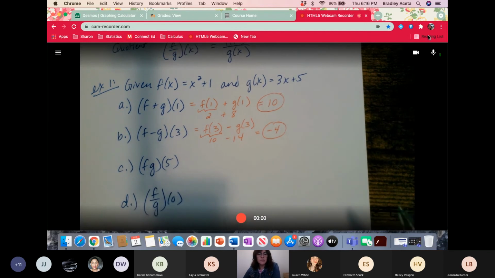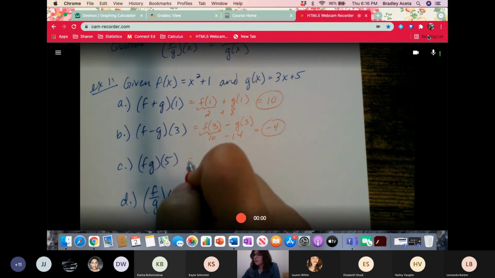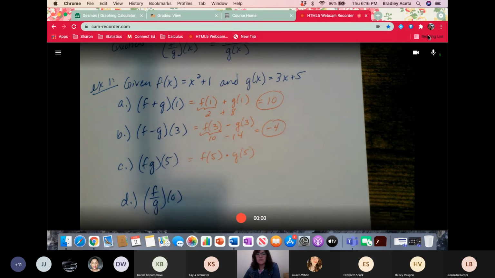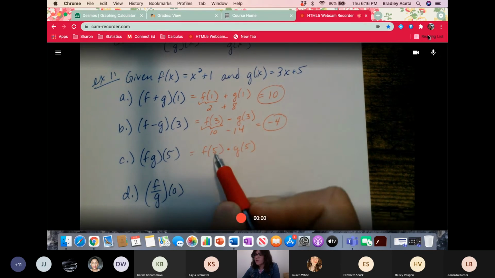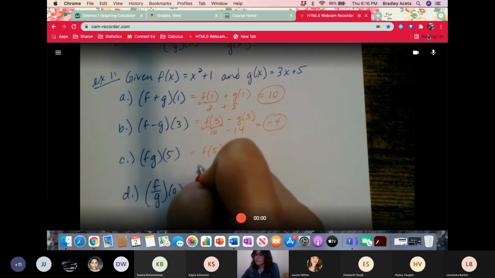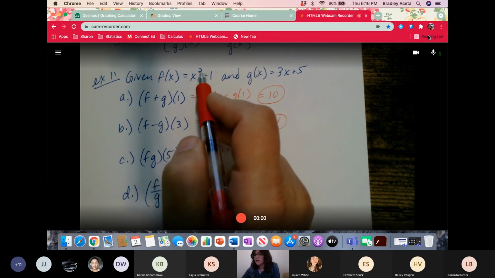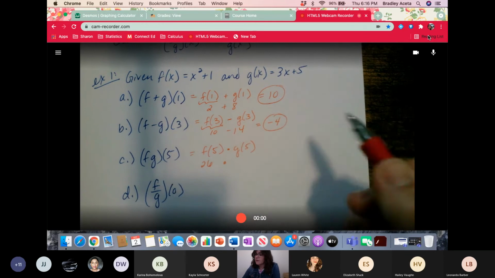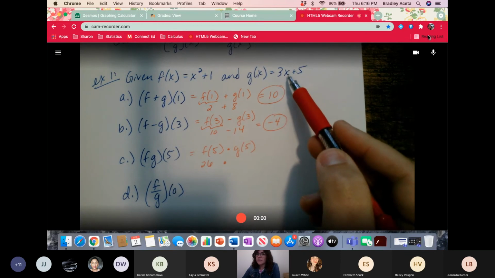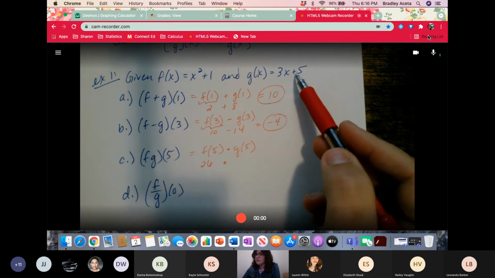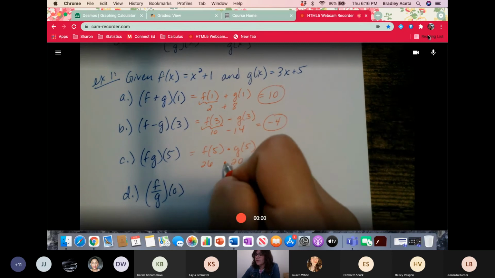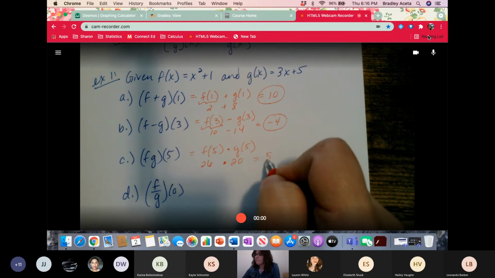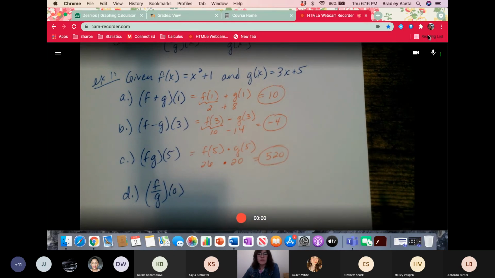How about f times g? f times g of 5. So you would do the f of 5 times the g of 5. So plug 5 in. You get 25 because it's 5 squared plus 1. 25 plus 1 is 26. And now plug 5 in for g. 5 times 3 is 15. 15 plus 5 is 20. And now multiply those two answers together. 520.